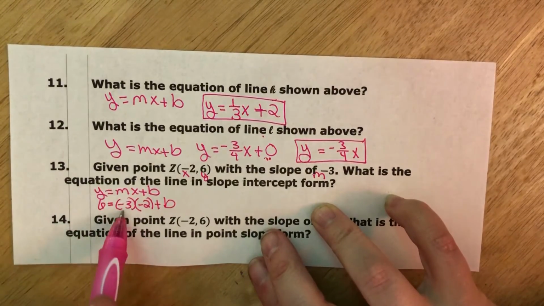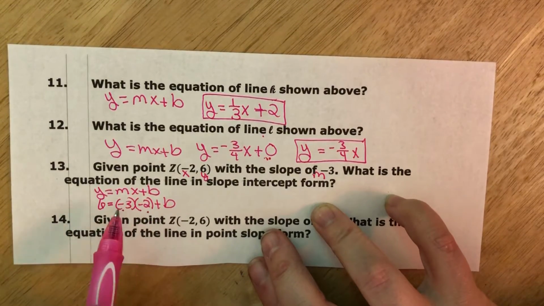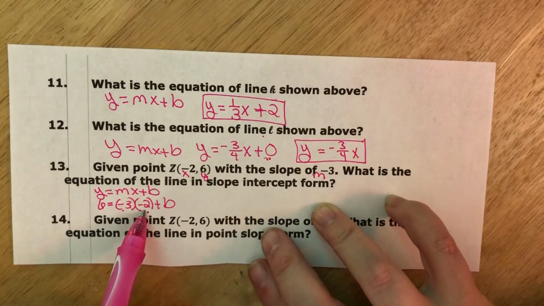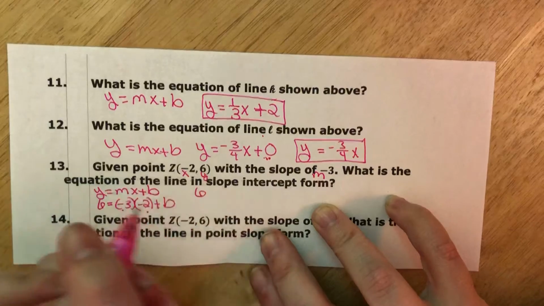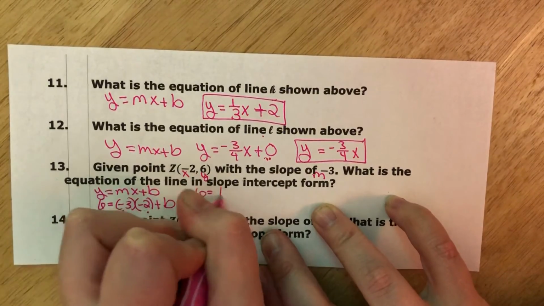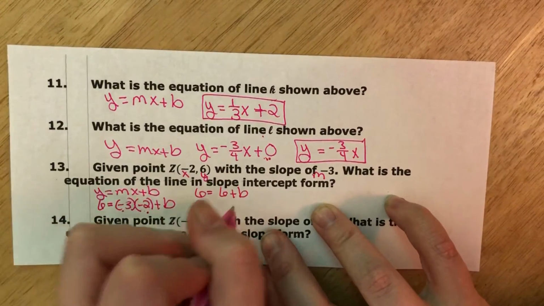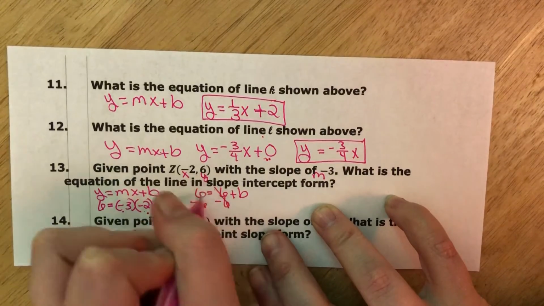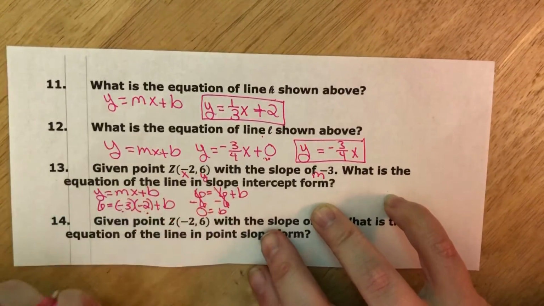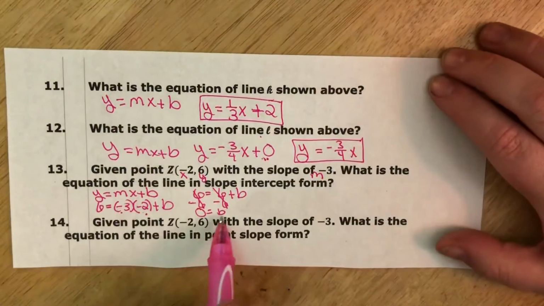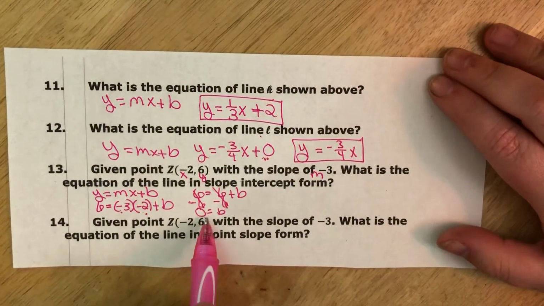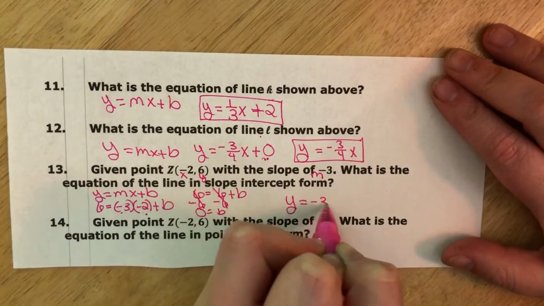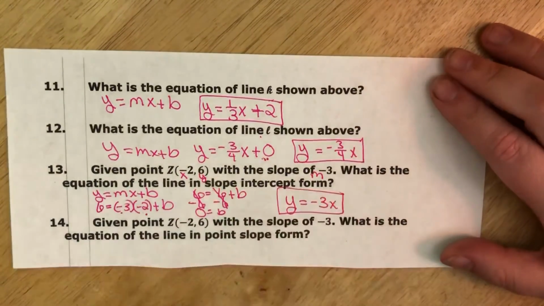If you have a parentheses times another parentheses, remember that means multiplication. So -3 times -2 is 6. So 6 equals 6 plus b. And then I subtract 6 to solve for b. So b equals 0. So here again, my b value, my y-intercept, is 0. So I just need my slope. So my equation is y equals -3x.